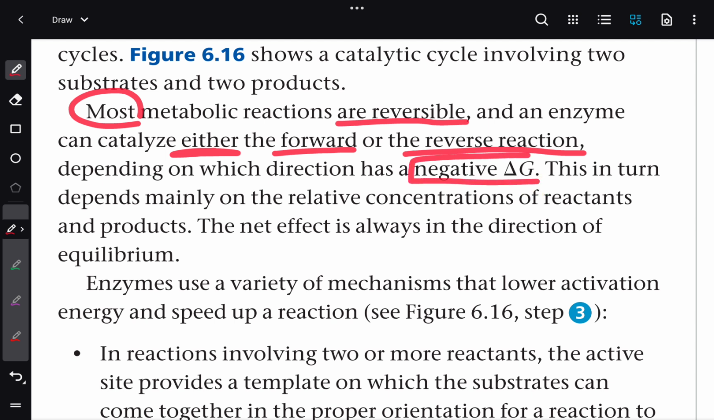negative energy. And we have to remember that the enzyme does not change the delta energy within the reactions. What does that mean? That means if it's negative in one direction, it will be positive in the opposite direction. But it will need lower peaks.